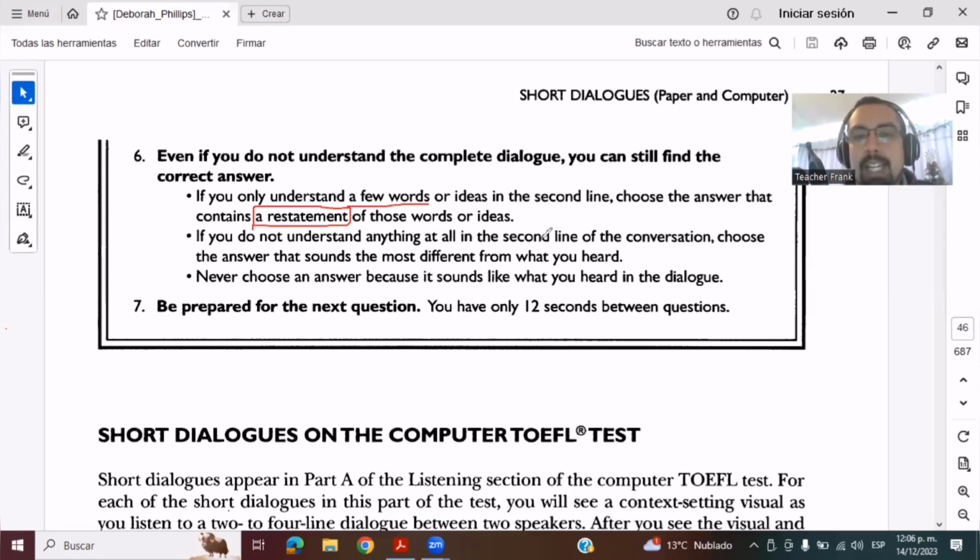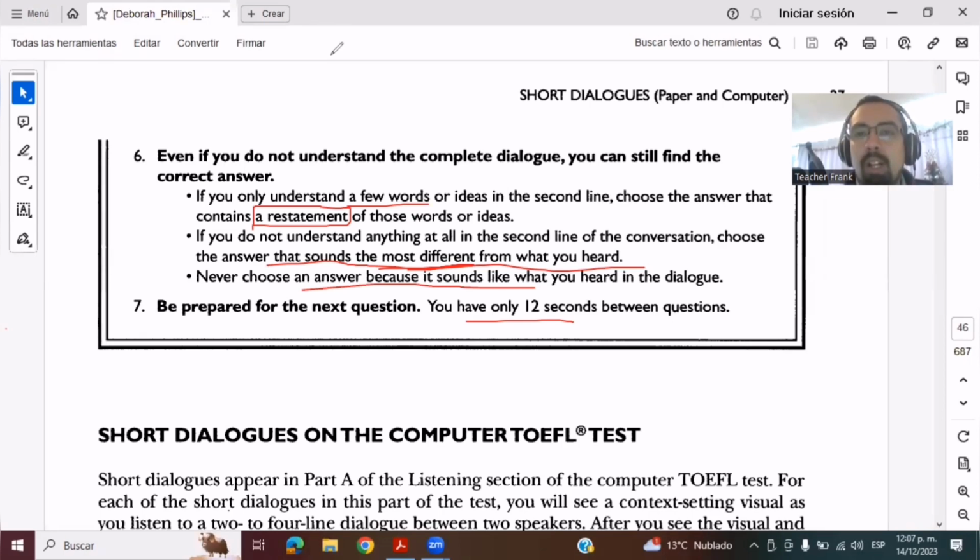If you do not understand anything at all in the second line, choose the answer that sounds, very, very important, that sounds the most different. TOEFL knows that you're going to choose the answer that sounds similar, right? If you say, for example, I heard something about research, so it's church, right? We're going to be looking at an example like that. That's an incorrect answer, right? Okay, and obviously this goes hand in hand with never choose an answer because it sounds like what you heard in the dialogue. So you want answers that are different, right? Be prepared. Number 7, you only have 12 seconds between questions.